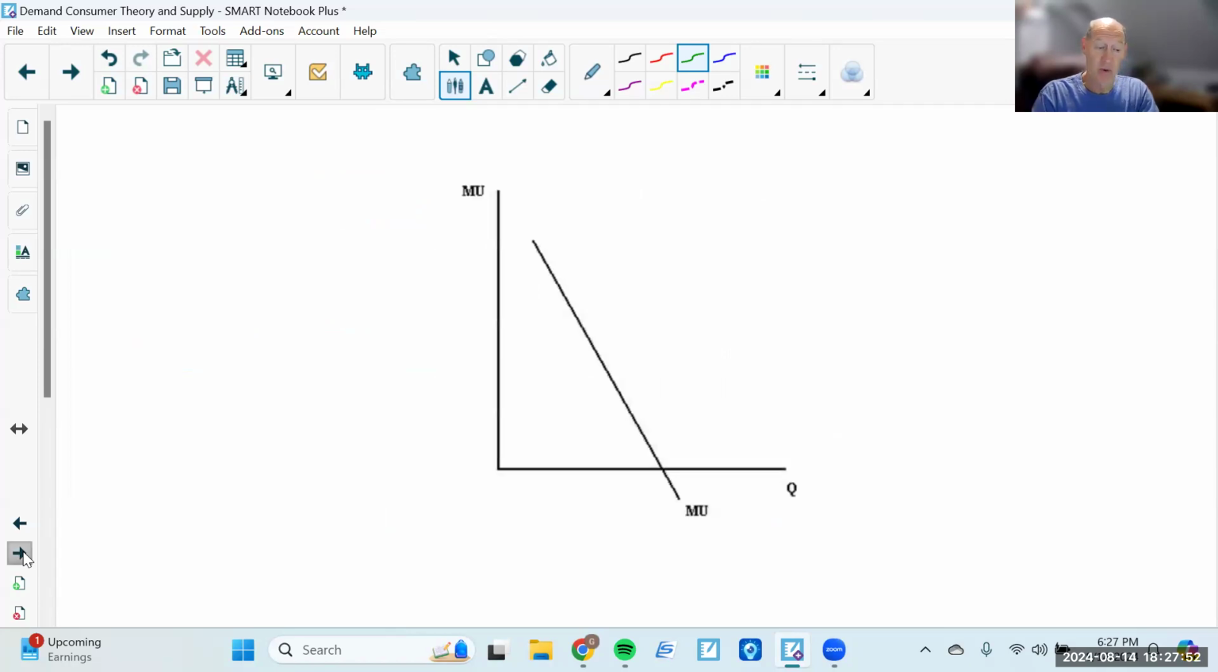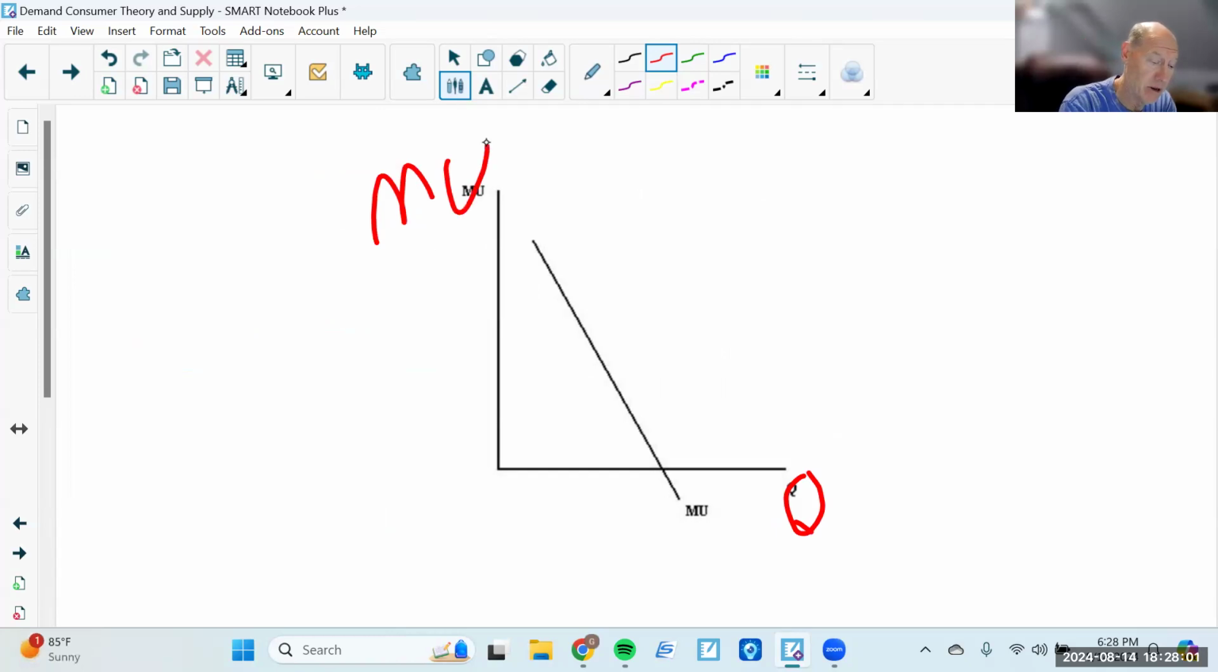If you were to graph it, this is what it would look like. The axes we're using: quantity on the horizontal axis, and MU for marginal utility up here. It could actually go up first and then come down. But if you kept on consuming, you could actually have a negative marginal utility. You say, how in the world can you have a negative marginal utility?